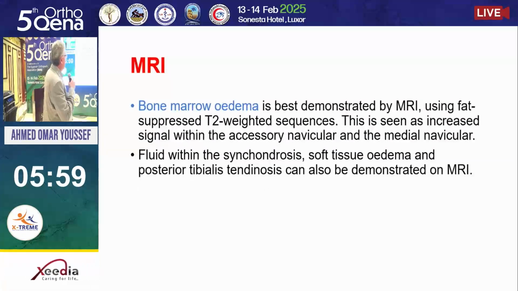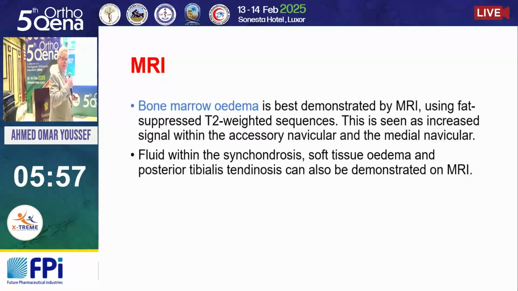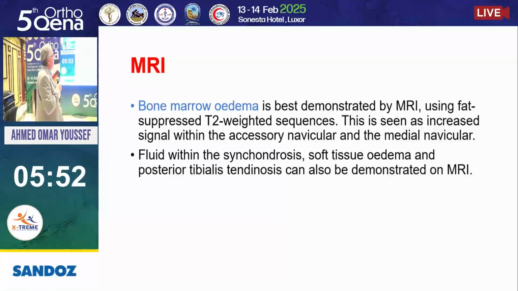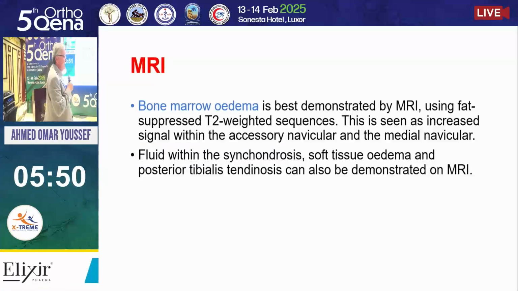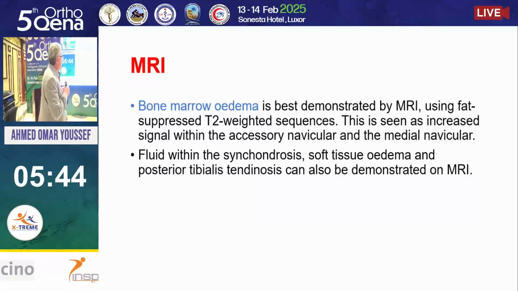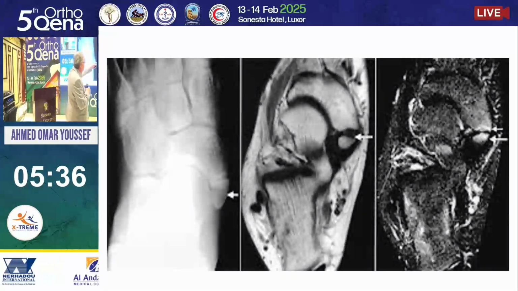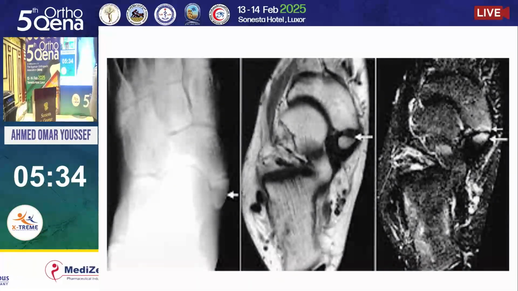MRI also gives us edema at the accessory navicular and the medial side of the navicular, and will show us the status of the tibialis posterior tendon. It can show fluid around the tendon or around the synchondrosis. Irregularity and sclerosis can also appear, with widening and edema at the accessory navicular and medial side of the navicular bone.